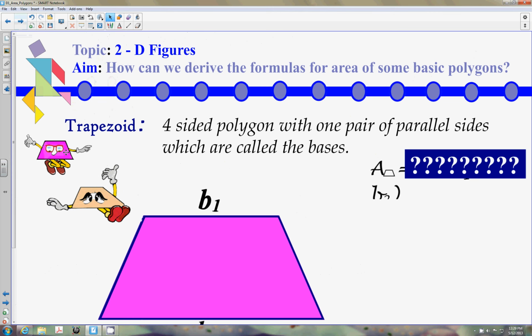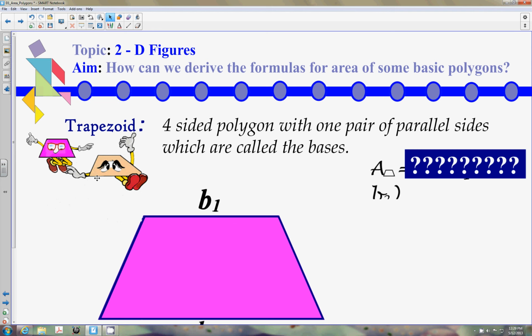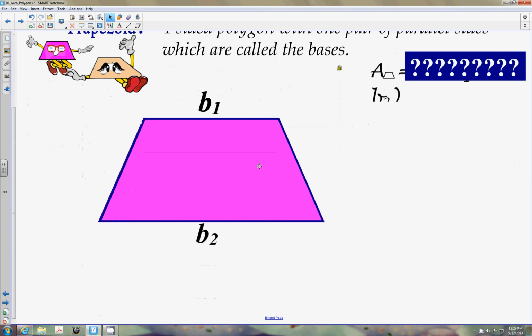Trapezoid. We got two of them because they're just so extra special. I love my trapezoids. A trapezoid is a four-sided polygon with one pair of parallel sides, which are called the bases. Here's a trapezoid. Notice now it has two bases. That's kind of weird. So the parallel sides we have here are base 1 and base 2.